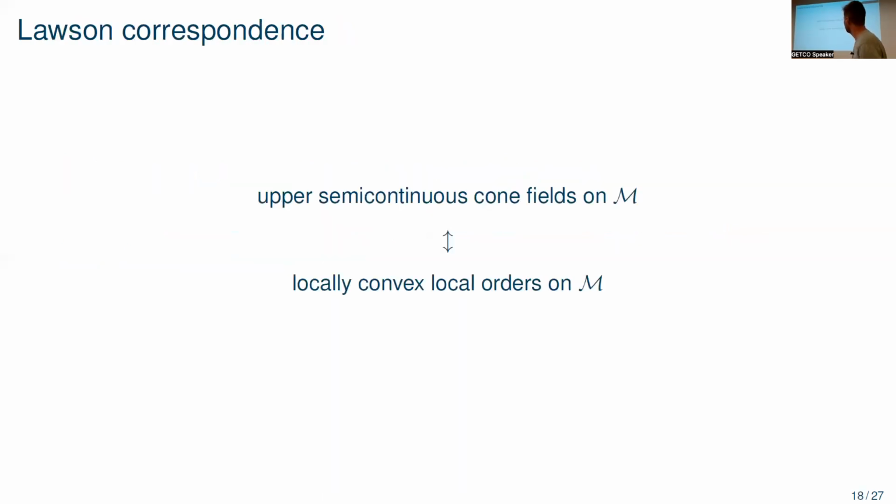Okay. And so the Lawson correspondence indeed establishes a link, but it's not a bijection, because for a given cone field, you may have many different open coverings, which give you equivalent local orders. I did not explain what an equivalent local order is, but if you have an idea of manifolds, you can imagine. Basically, it means that the union of the two local orders is still a local order.